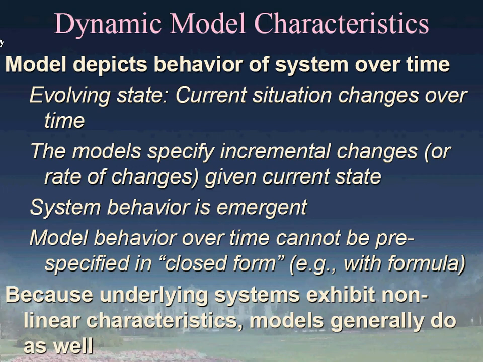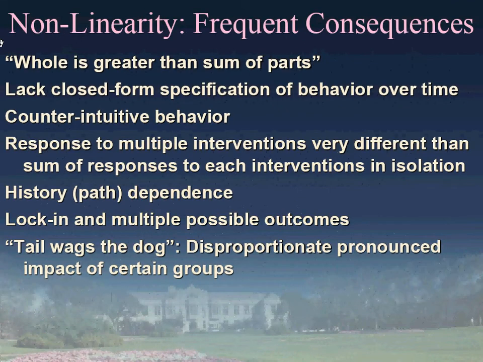Generally, these models exhibit nonlinearity. We talk about the whole being greater than the sum of the parts. The response to multiple interventions is very different from the sum of the responses to each intervention in isolation. Doubling the impact of a policy on some piece of the system does not merely double the response of the system. It's path dependent. You have tipping points where the system can go from a phase where an infection was almost extinct in the population to suddenly becoming endemic.